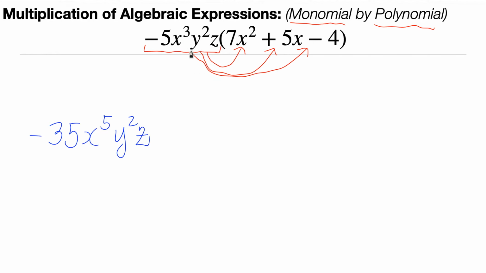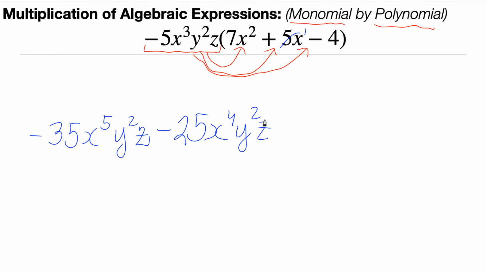Okay? Now, next, we're going to distribute this number to this term, 5x. Again, multiply the numerical coefficients. Minus 5 times 5, since they have different signs, this becomes negative. 5 times 5 is 25. And then we have x cubed here, and simply x here. Remember, there's a 1 hidden. So we copy x, and 3 plus 1 is 4. Notice also in the middle term, there are no more variables, so we just copy the y squared z.